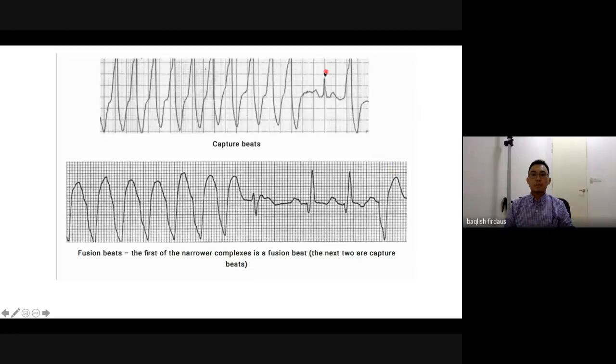There will also be capture beats. Suddenly you can identify a normal QRS complex in a patient with broad QRS complex, then suddenly there will be a capture beat. So if you see this kind of ECG, confidently say that this patient has ventricular tachycardia. Or you can sometimes have fusion beats. That means there is a fusion of the broad complex tachycardia and the narrow complex QRS complex. So instead of a very broad QRS complex, there will be a slightly broad QRS complex, but not really a normal QRS complex. So we call it the fusion beat.